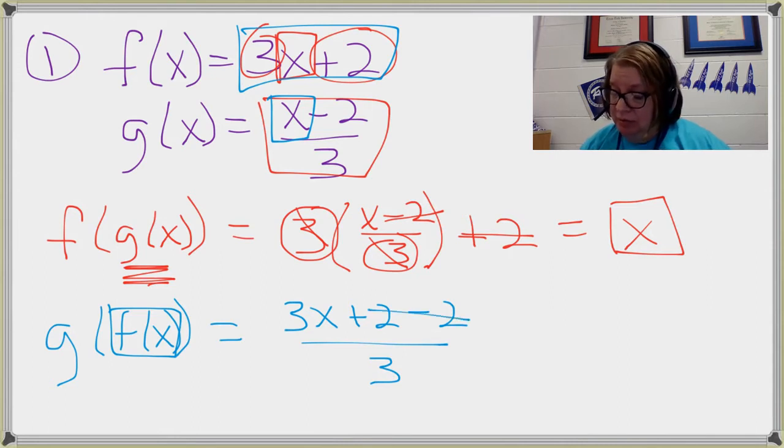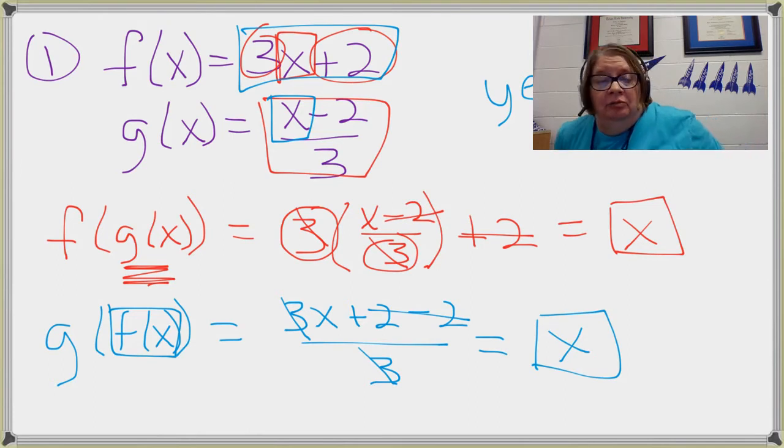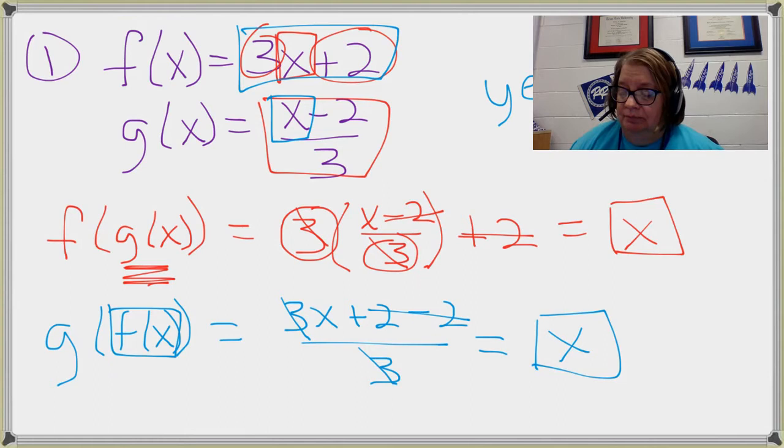The 2's cancel, the 3's cancel, and what's left is x. So yes, these are inverse functions. Because when we plug g into f, everything canceled except the x. When we plug f into g, everything canceled except the x. Okay?